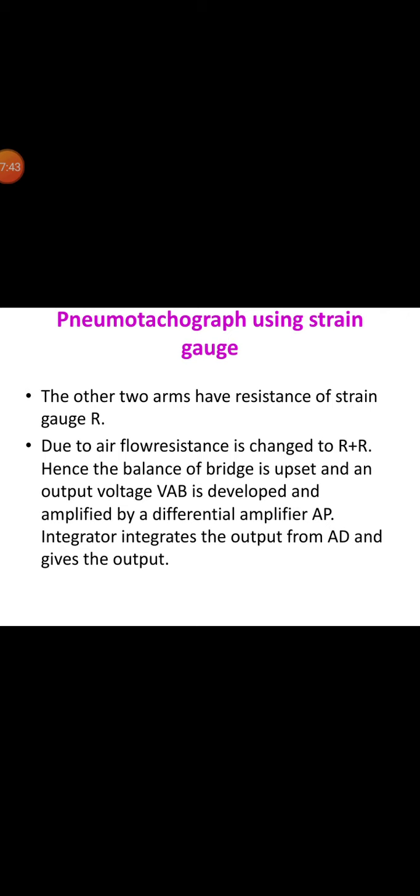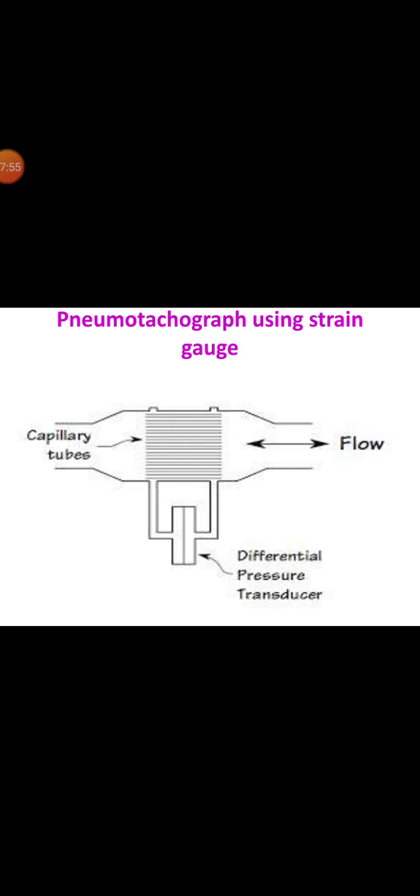And hence the balance of the bridge is upset and an output voltage VAB is developed and amplified by a differential amplifier. The integrator integrates the output from the amplifier and gives the output. Pneumotachograph using strain gauge. This diagram shows the pneumotachograph, and the respiratory rate can also be measured using the displacement method.